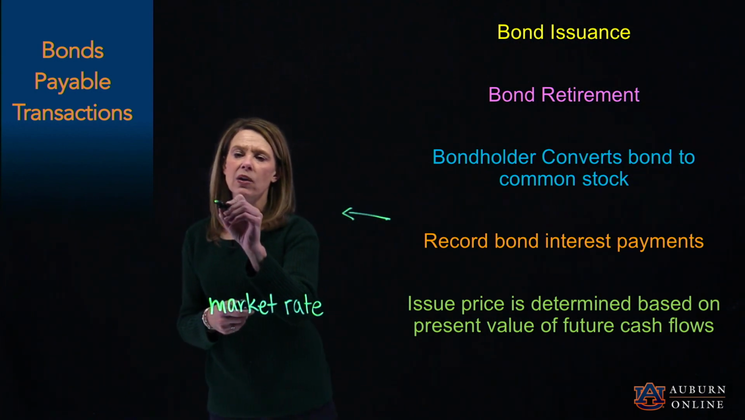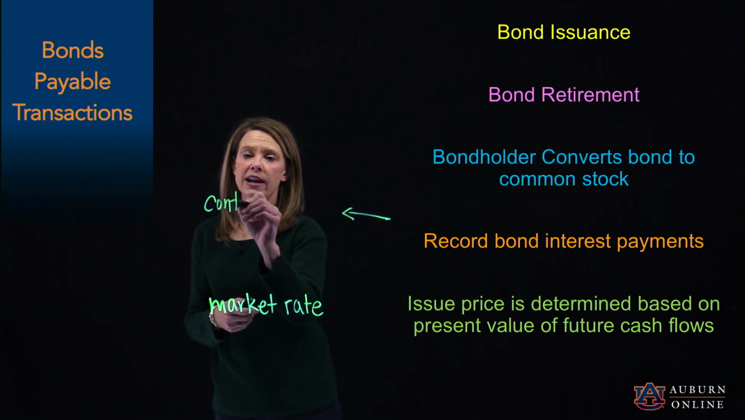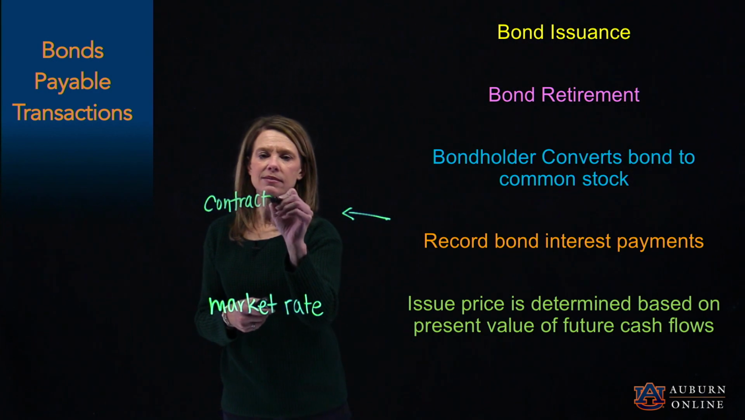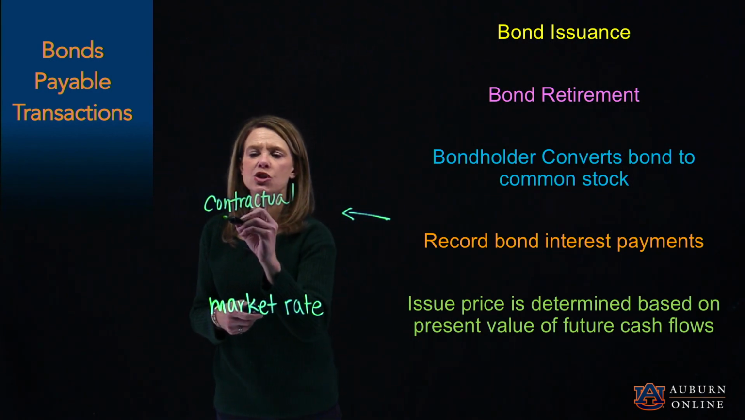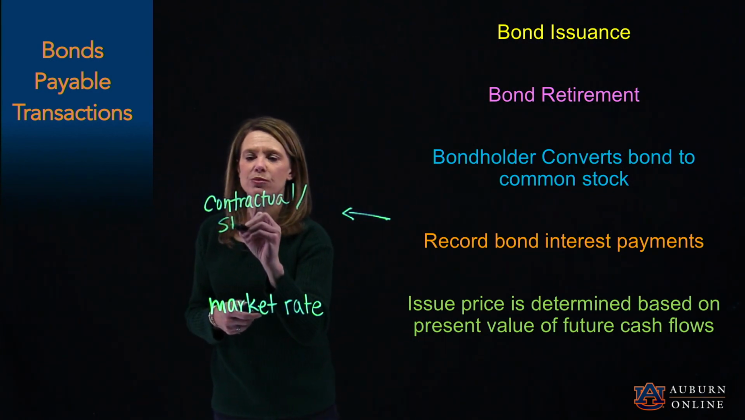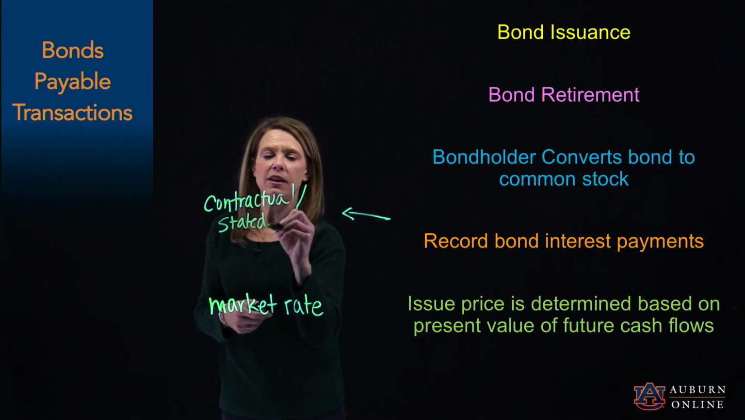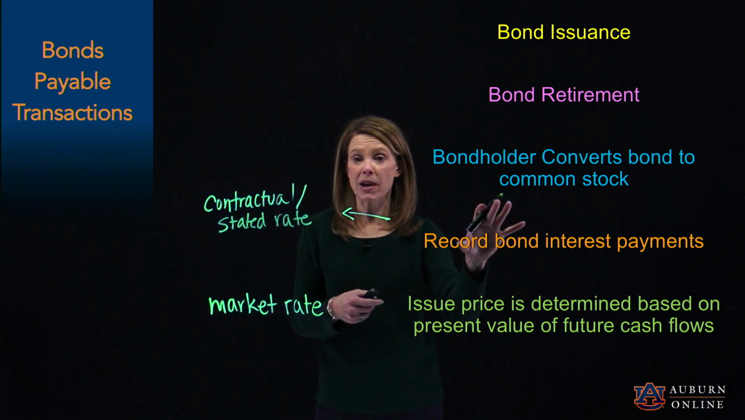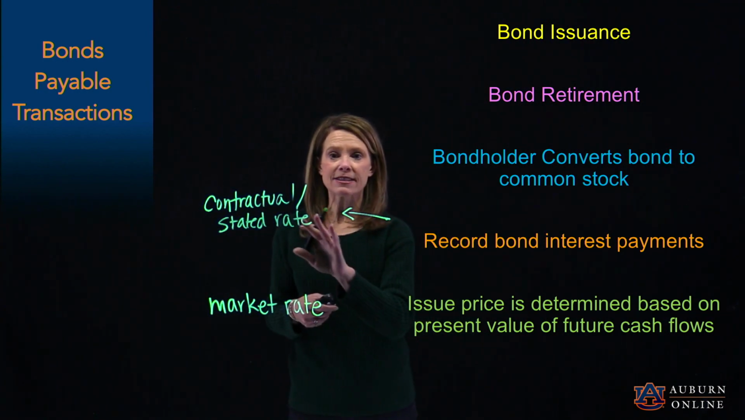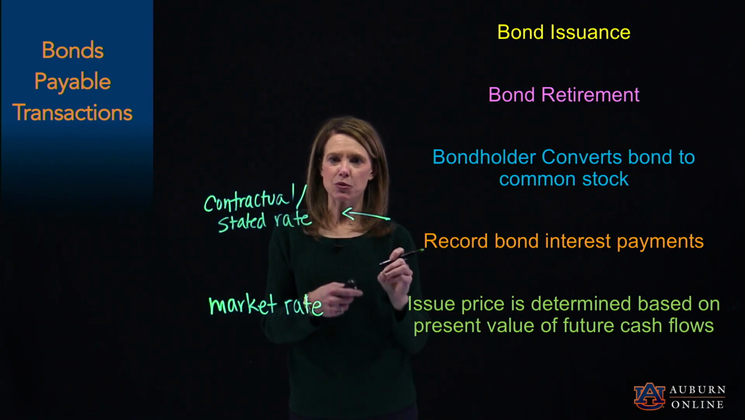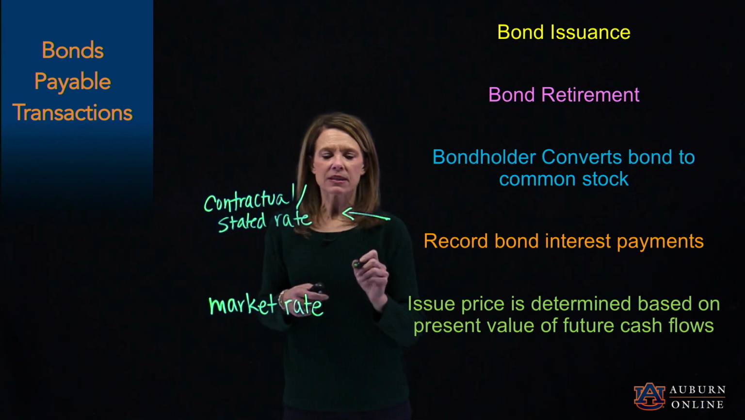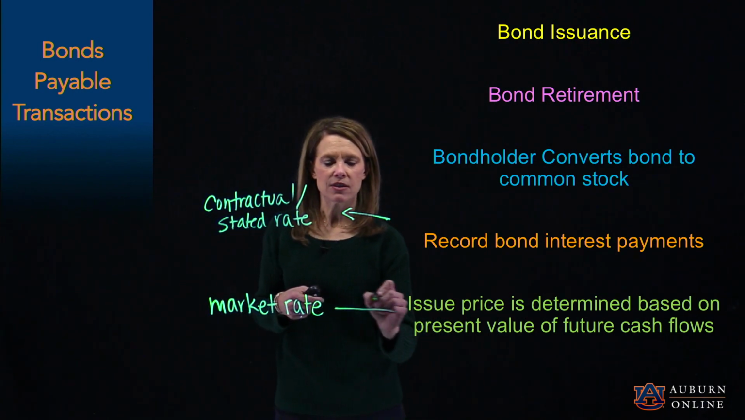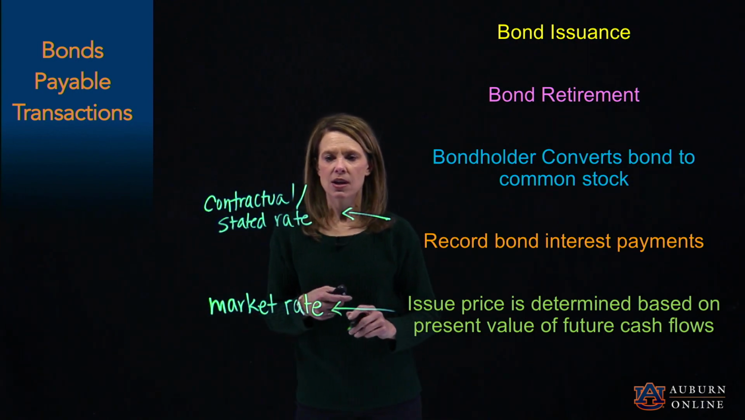So we call that our contractual rate or the stated rate. So it's the contractual or stated rate that is going to be influencing how much in terms of our interest payments have to be made. That's the rate we're going to use with our face times rate times time. But the market rate is going to drive the issue price, okay?